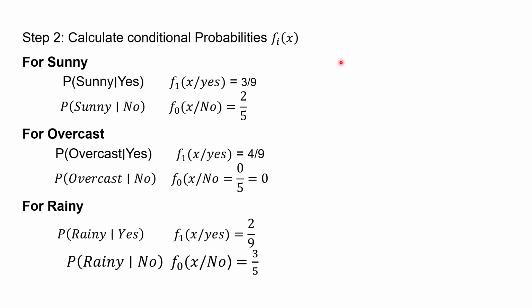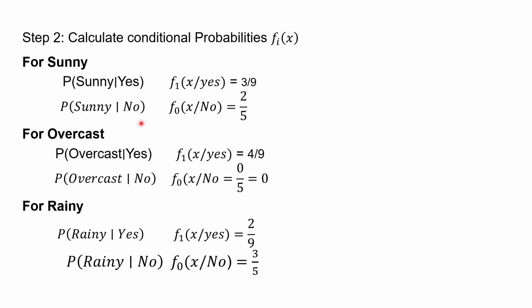In step 2, we shall calculate the conditional probability Fi of x for all the three attributes of the input variable outlook. That is for sunny, overcast and rainy. For sunny, P of sunny given yes, that is F1 of x given yes, is equal to 3 divided by 9. That is 3 is the probability value for the sunny yes case and 9 is the total probability value under yes class.